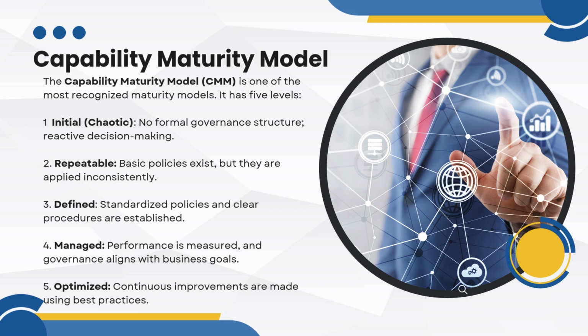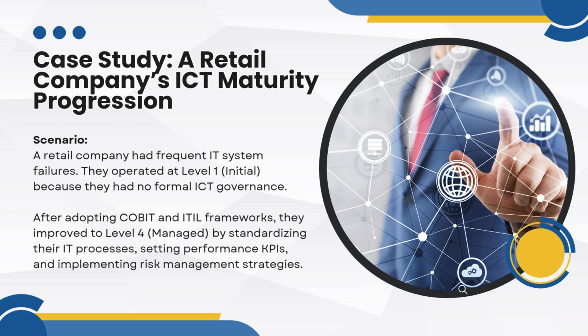Most organizations aim to reach at least level 4 or level 5, where governance is strong and IT supports business success. Let's see an example of how a real company improved its governance maturity. The case study on a retail company's ICT maturity progression. This company had frequent IT failures, poor cybersecurity, and no governance structure. They were at level 1 in the maturity model.